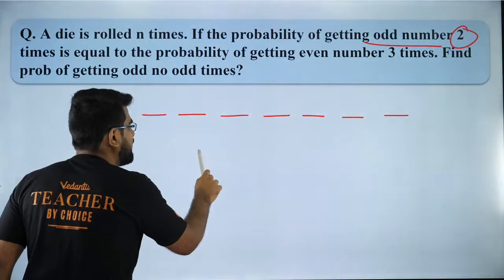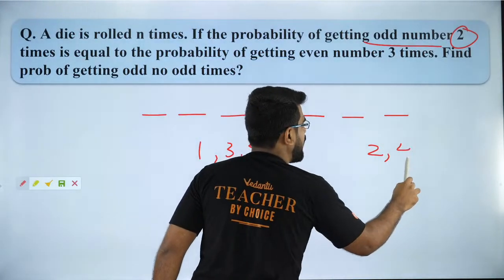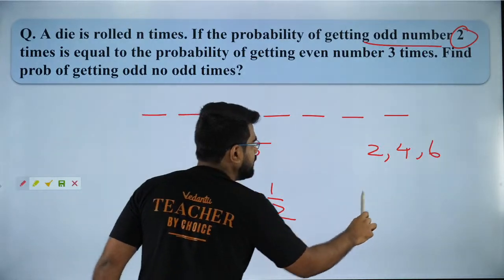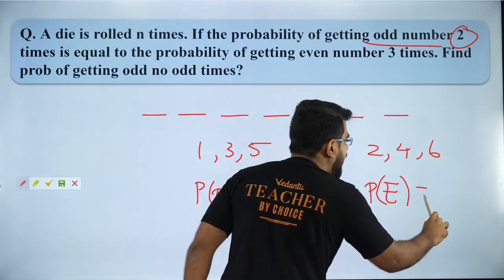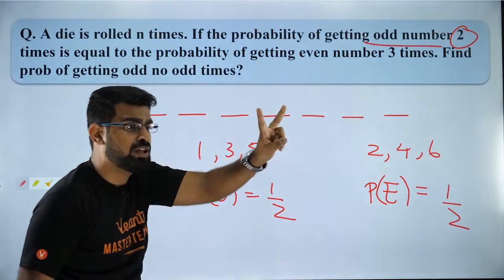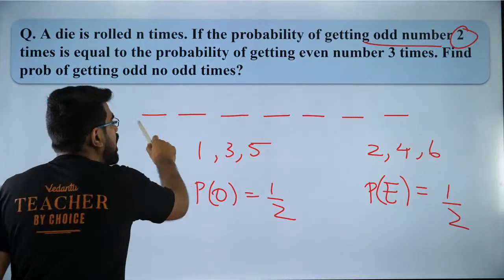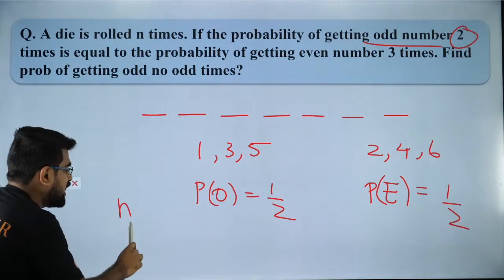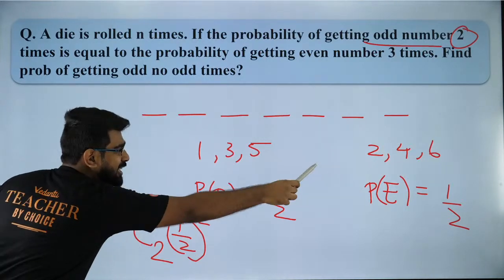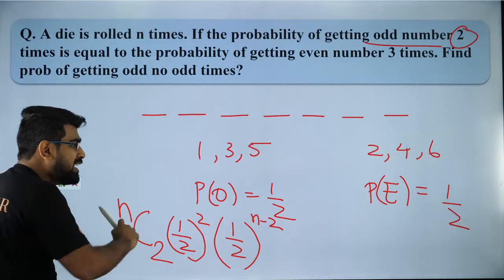So how many odd numbers are there in a dice? 1, 3 and 5. How many even numbers are there? 2, 4 and 6. What is the probability of getting an odd number? Probability of getting an odd number is half. Probability of getting an even number is also half. So I want to check the probability of getting an odd number 2 times. So out of n times, I need to get 2 times odd numbers and I need to get an even number the remaining times. So that is going to be your Bernoulli's trials.